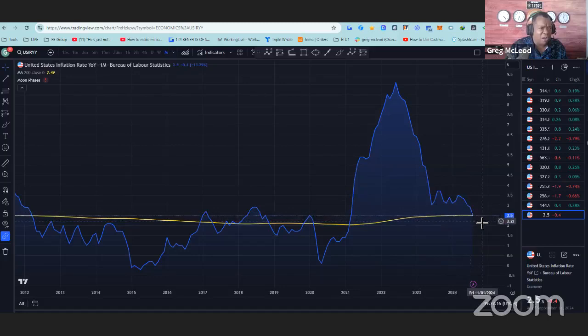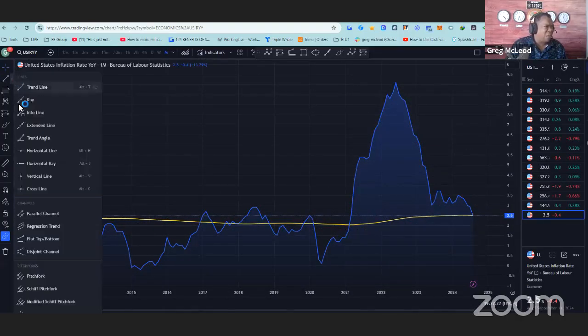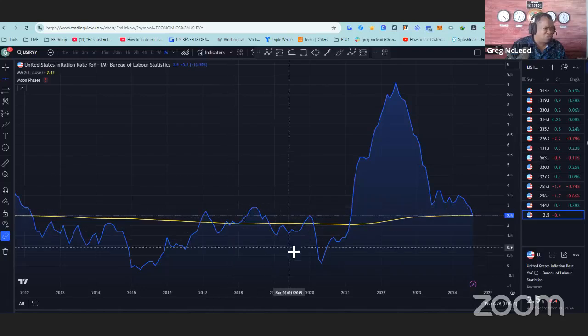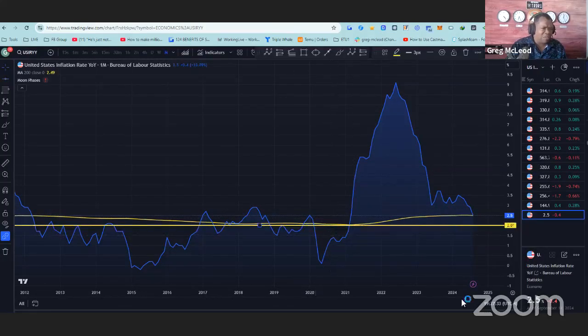So here we are at 2.5% inflation. So we're right back where we were roughly, for most of the time. The Fed wants us to get to 2%. They have a 2% target. I think we're pretty close, but it's really stubborn here.